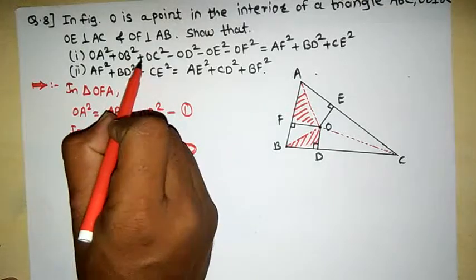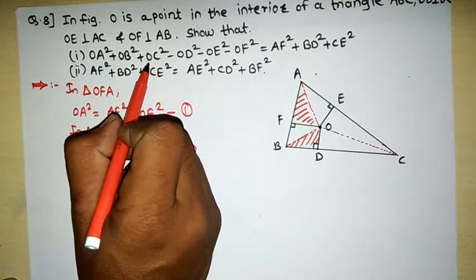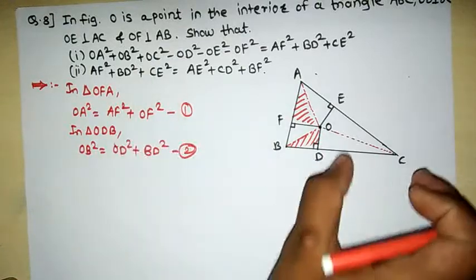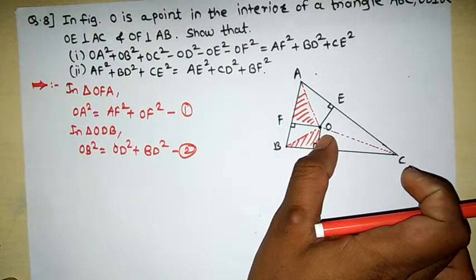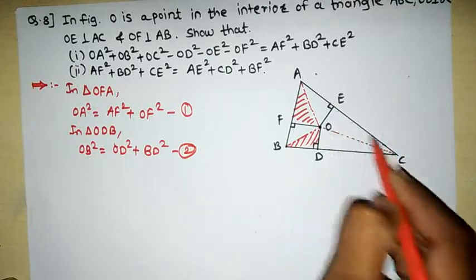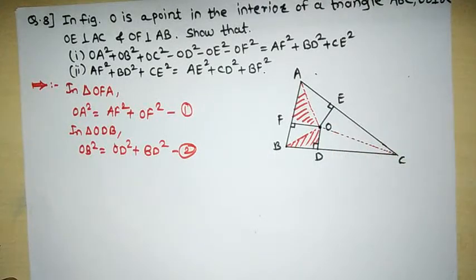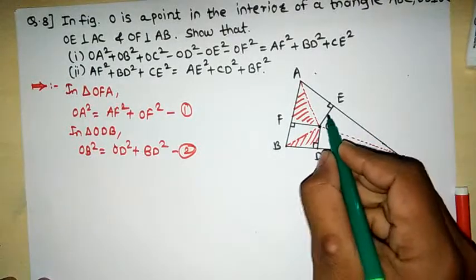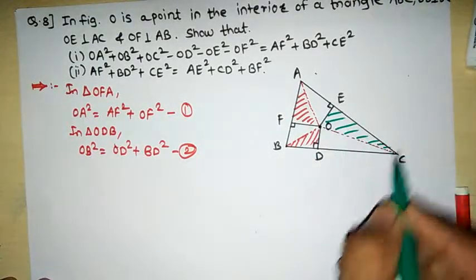Now what we want in the next proof? OC square we want here. How to get the OC square? In which triangle will you get OC square? In triangle OEC. In triangle OEC, can we get the OC square? In this triangle, I will mark this triangle, that is triangle OEC.